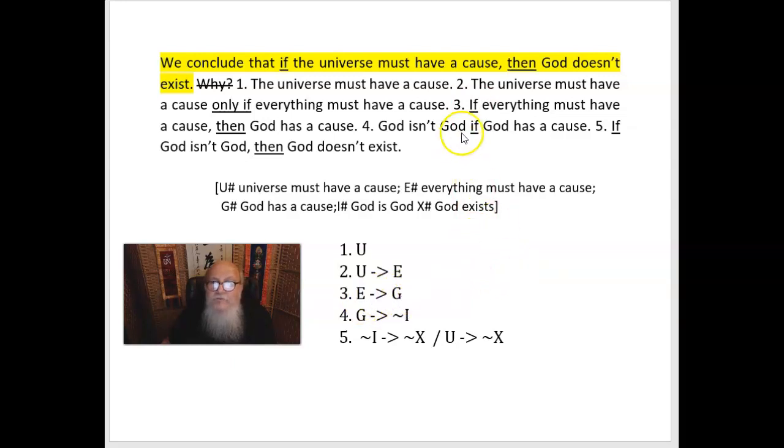Right? Premise 4, God isn't God if God has a cause. Here we have what I call the lonely if. This means that what follows the if is the antecedent. So this means if God has a cause, then God isn't God. If G, then not I. And our final premise, if God isn't God, then God doesn't exist. If not I, then not X. Then we have our conclusion. If the universe must have a cause, then God doesn't exist.